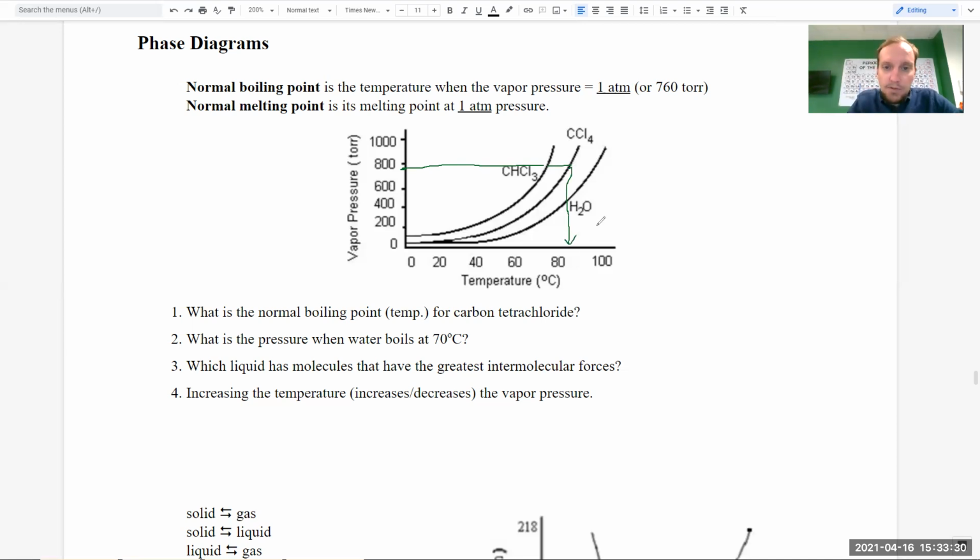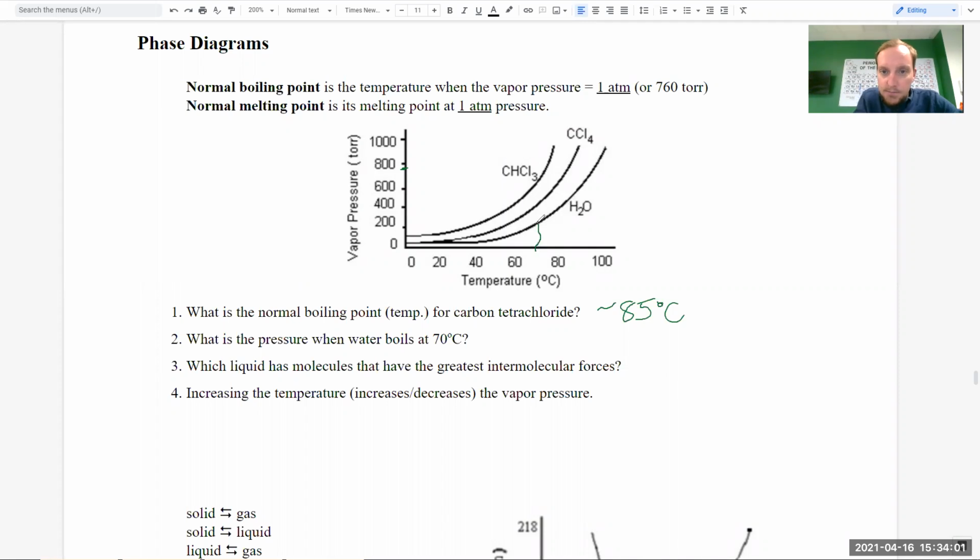So what is the normal boiling point? That would be, what would you guys say, about, I don't know, 85-ish degrees Celsius, right? It's a little bit of a hard thing to tell, but that's about 85 degrees Celsius. That's at 1 atmosphere, or the normal boiling point. So number 2, what is the pressure when water boils at 70 degrees? Okay, so we're kind of going backwards now. We have a temperature, we need to find the pressure. So 70 degrees will be right here in between. And I'm going to go to water, which is right there.